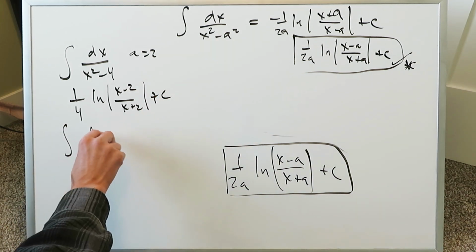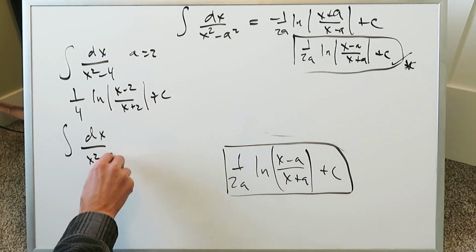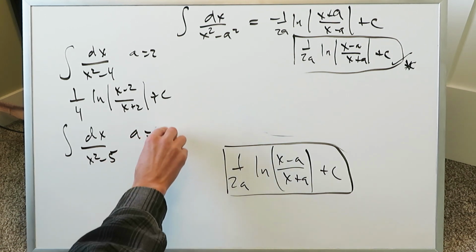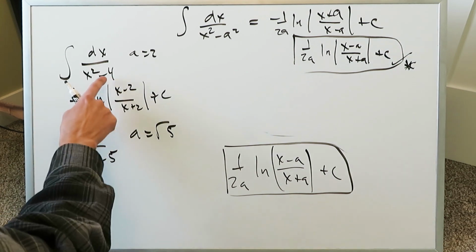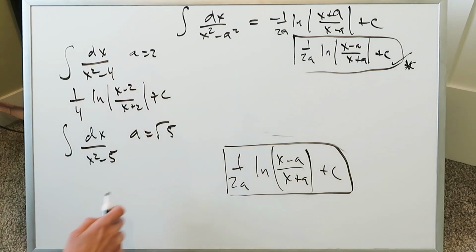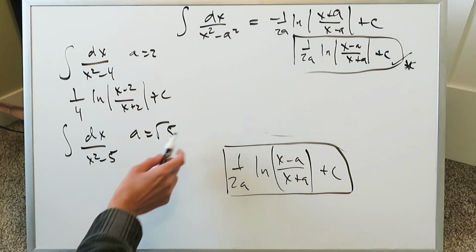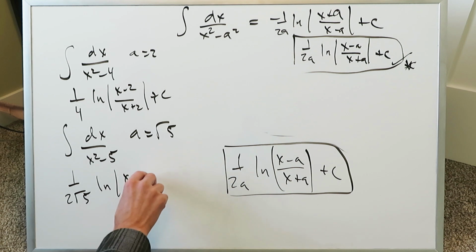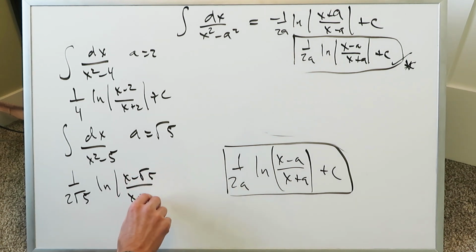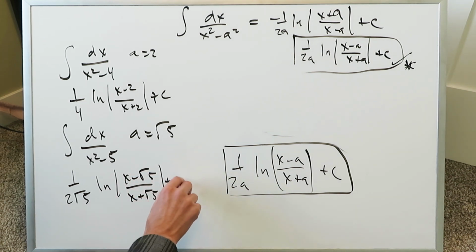If you had something which looked like dx over x squared minus 5, here you know a is equal to root of 5, because a value is always the root of this perfect a. This right here represents a squared, so you have to determine the root. Here this is a squared, a is root of 5. Put everything here into the template, 1 over 2 root 5, and then natural log x minus root 5 over x plus root 5 plus c.